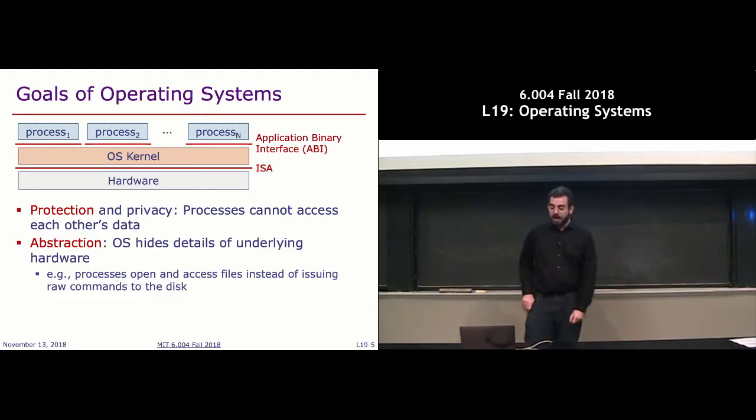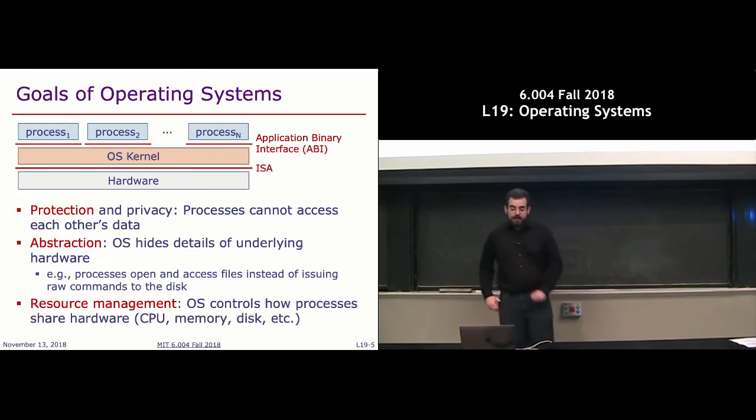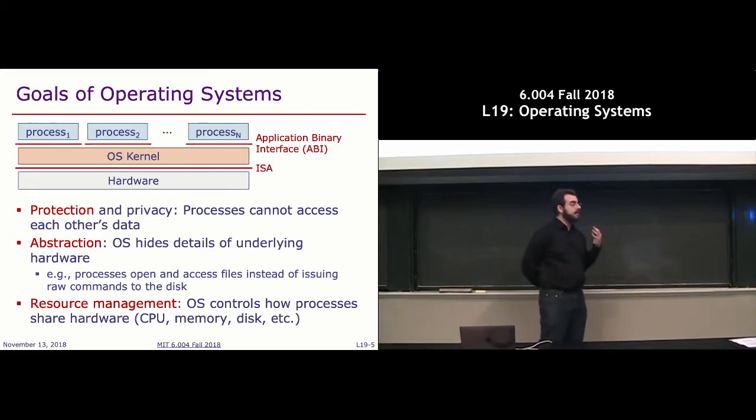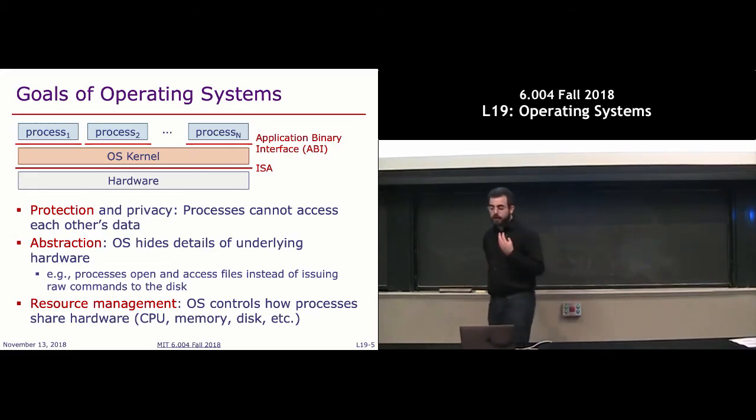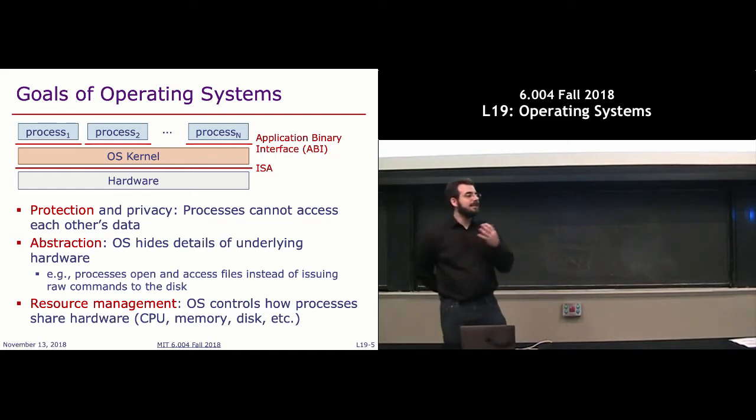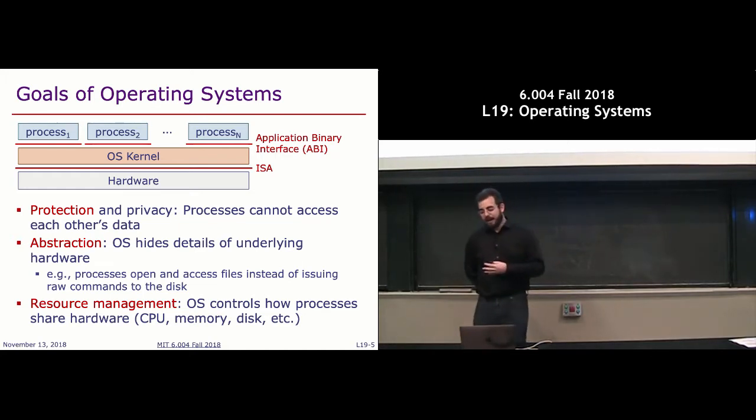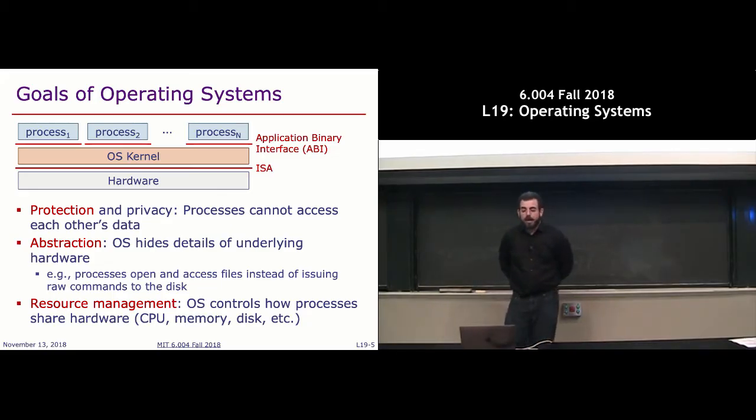Okay, the third big benefit of having an operating system is resource management. So the operating system is essentially in charge of controlling how all these different processes are going to use the different parts of the hardware. Who is going to get access to the CPU? Who is going to get access to what memory? Who is going to get access to different I/O devices? Who can open network connections and so on. Okay, any questions so far?